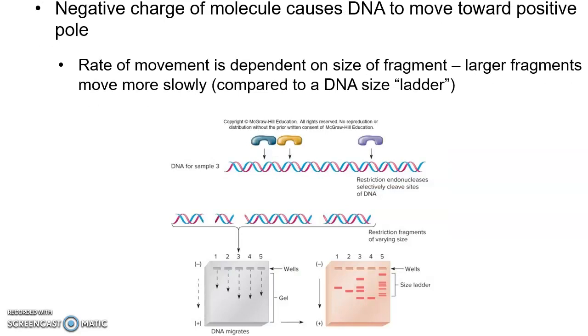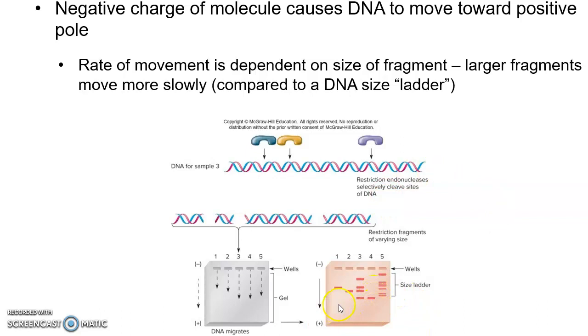Okay, so since DNA has a negative charge, that's why it is pulled to the red or the positive end of your DNA gel electrophoresis apparatus. And like I said, the rate of movement depends on the fragment size. Larger fragments move more slowly, and smaller ones move more quickly through those pores.